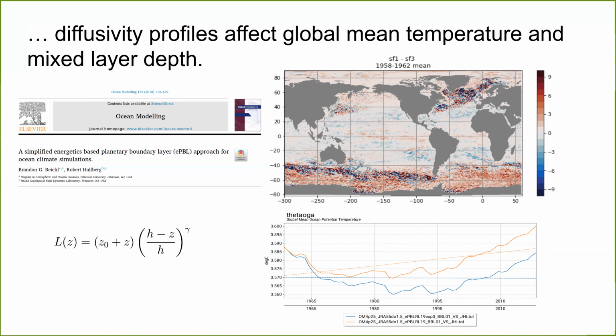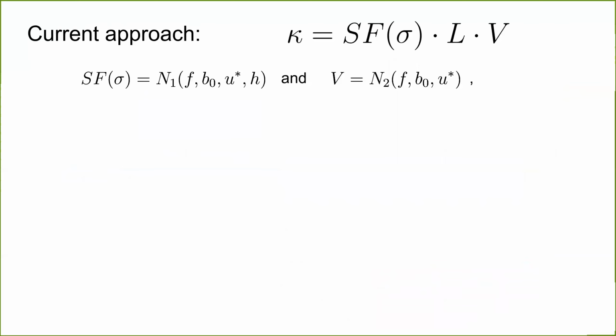To get an accurate diffusivity profile which matches high resolution data as well as the true data, our approach involves using neural networks within an existing EPBL framework. We assume that kappa depends upon a shape function shown as SF, a characteristic length L, and a characteristic velocity V. The shape function depends on a sigma coordinate, where sigma equal to 0 is the sea surface, and sigma equal to -1 is the bottom of the ocean surface boundary layer.